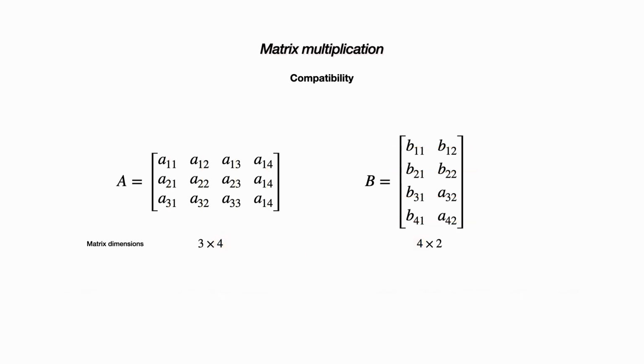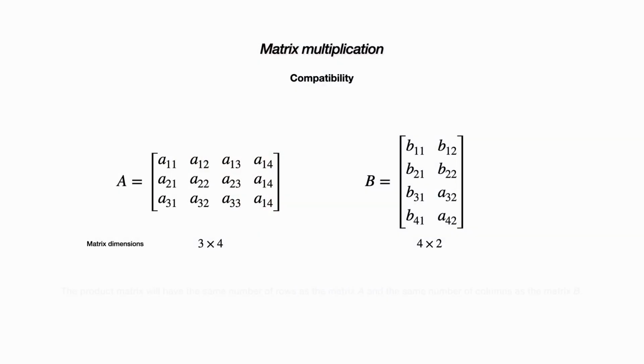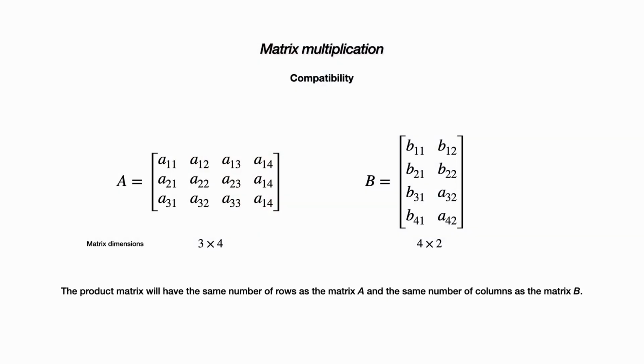So we can go to the next step. Well, in the next step, we need to define what will be the size of the final product matrix. So the product matrix will have the same number of rows as the matrix A and the same number of columns as the matrix B. And this is very easy to see if we actually mark the rows and columns on the image.